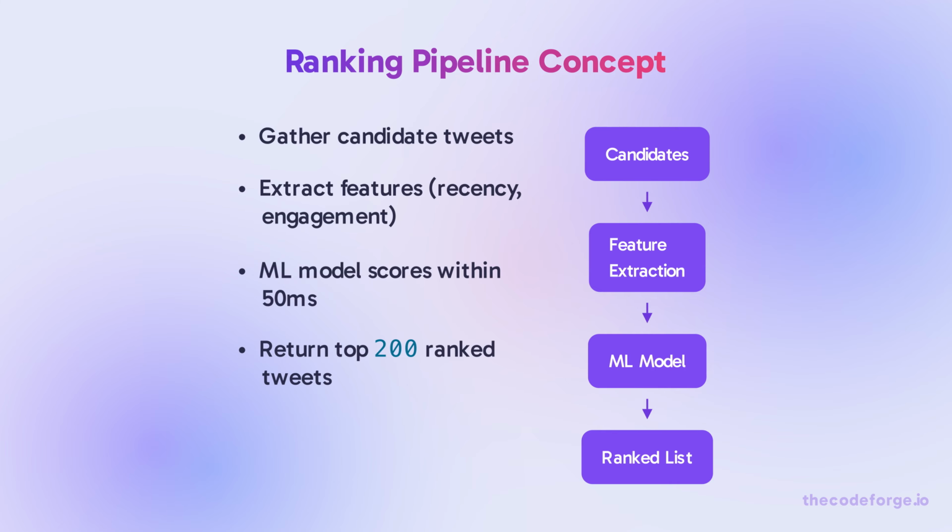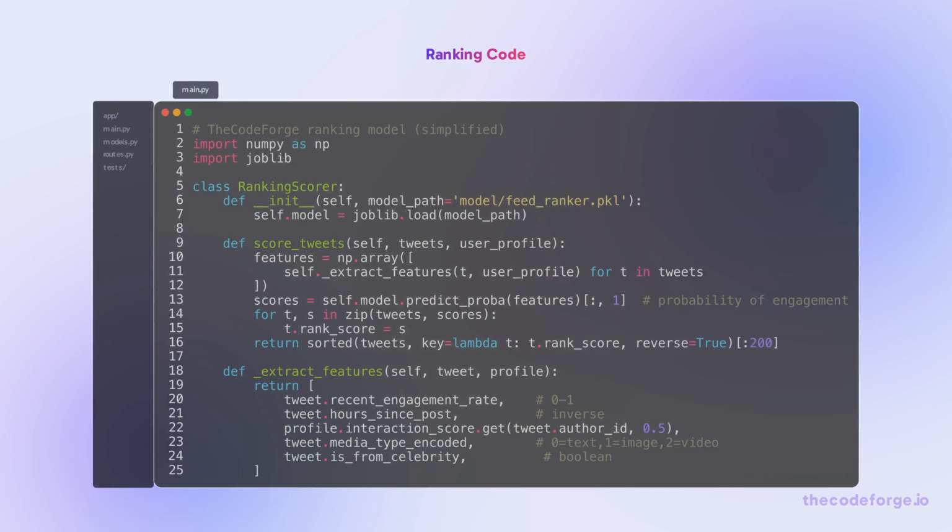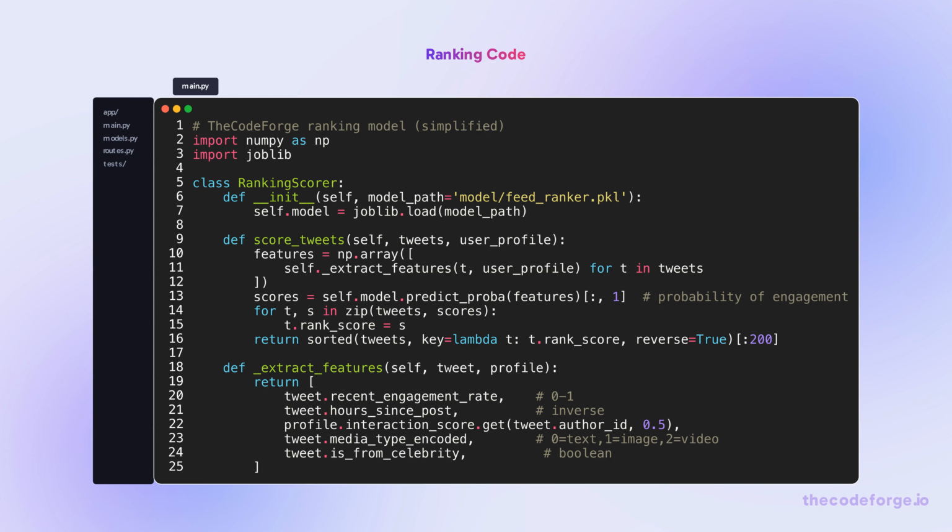The pipeline gathers candidates, extracts features like recency and engagement, scores them with an ML model, and returns the top 200. Model latency must be under 50 ms. This simplified ranking model extracts features like engagement rate, recency, and media type, then uses a pre-trained model to predict engagement probability. The top 200 scored tweets are returned.